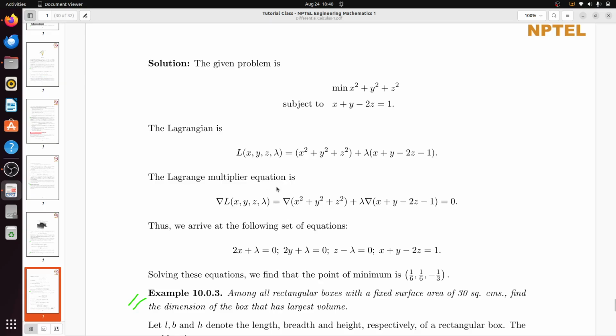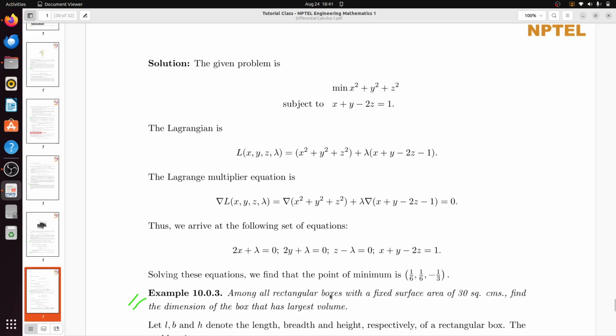In Lagrange's multiplier equation, you take the gradient on both sides: gradient of x square plus y square plus z square plus lambda gradient of (x plus y minus 2z minus 1) equal to 0. So from here you get 2x plus lambda equal to 0, 2y plus lambda equal to 0, 4z minus lambda equal to 0, and you have one constraint x plus y minus 2z equal to 1. Solving these equations, you get the point of minimum as 1 by 6, 1 by 6, minus 1 by 3. Am I right? Yes, sir.